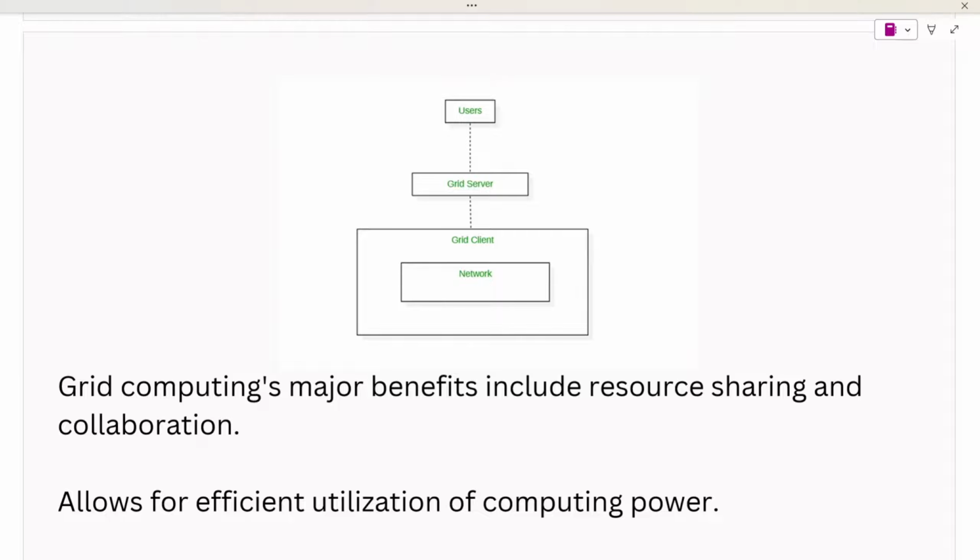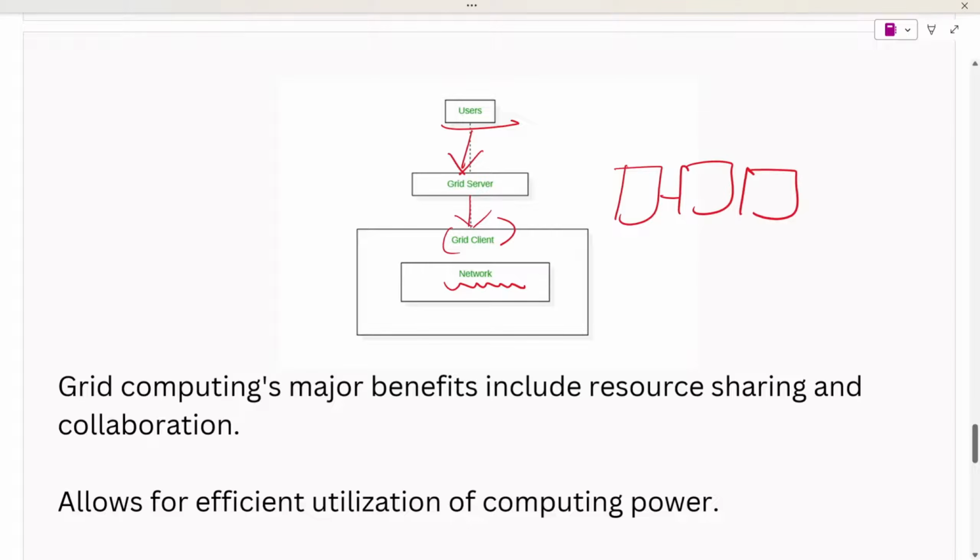So as you can see in this diagram, the user gets connected to the multiple computers through the grid server, and he gets connected to the grid client with the help of the network, where all the multiple computers get connected to each other and they work on a single task.